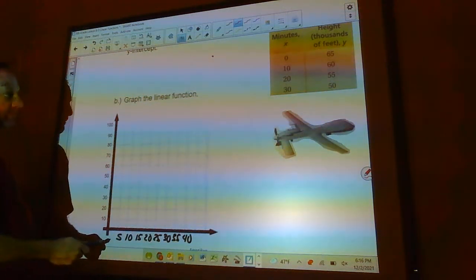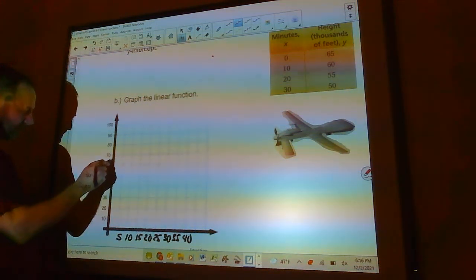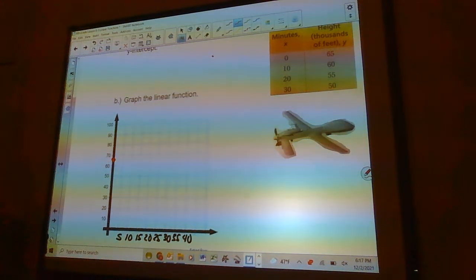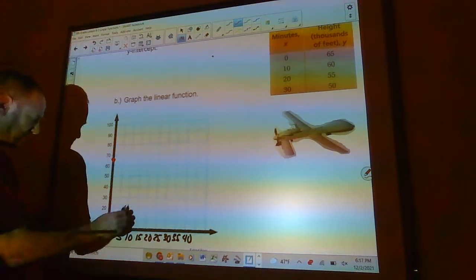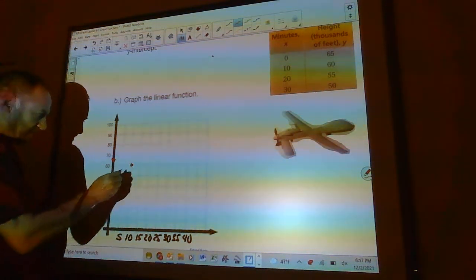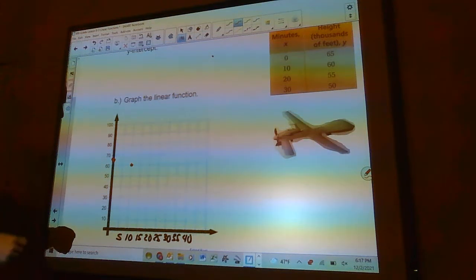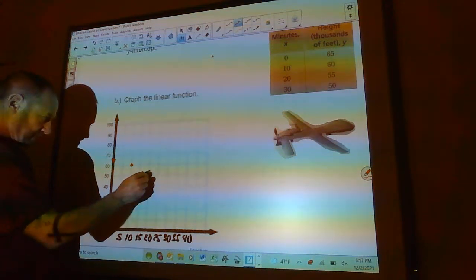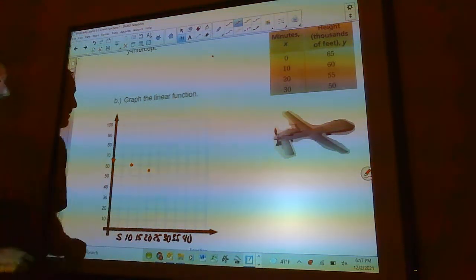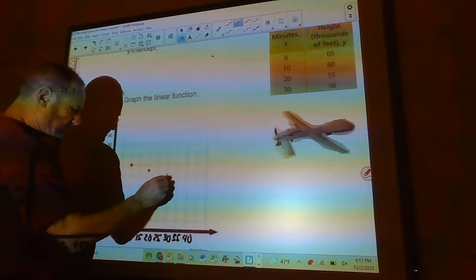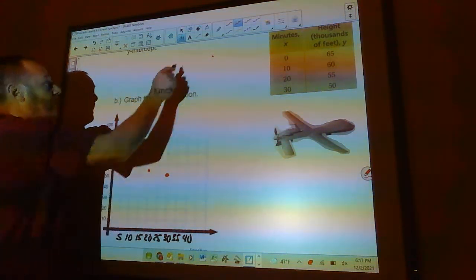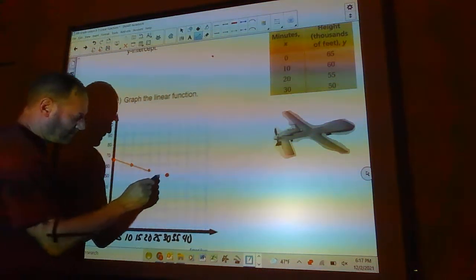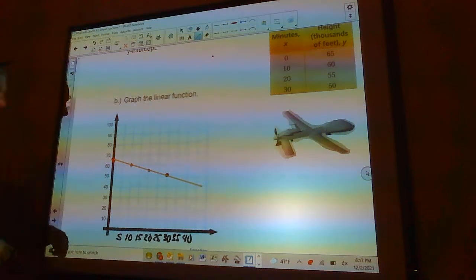In x minutes, 0 minutes, we're at 65,000 feet. That's going to be like right here. Okay, then it starts to descend. So in 10 minutes, it's at 60,000 feet. So that would be right here. And at 20 minutes, that would be at 55,000 feet. So that would be right here. And at 30 minutes, that would be at 50,000 feet. That's going to be right here. Okay, so you can see there's my descent line right there.